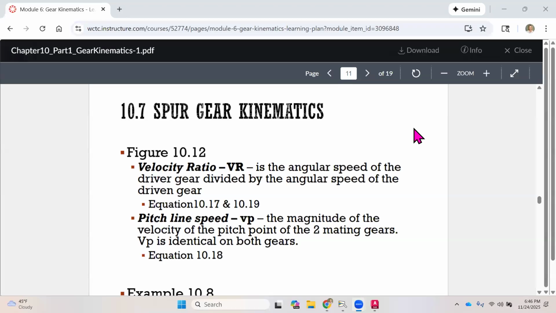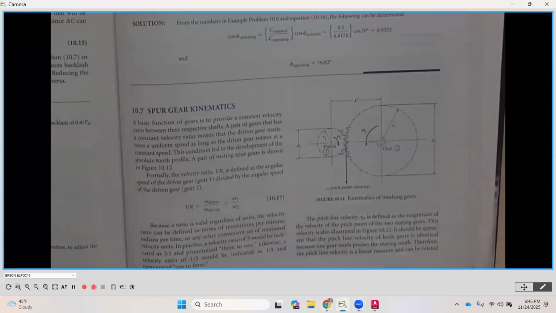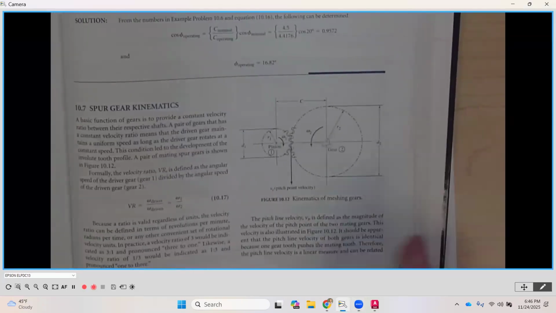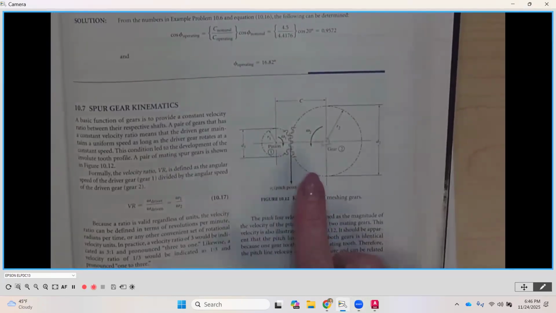Recording. So we're going to continue on here in section 10.7, which starts on page 273, and it's spur gear kinematics. The two things we're going to be learning about to tie these together are the velocity ratio, abbreviated VR, and pitch line speed, which is going to be VP.